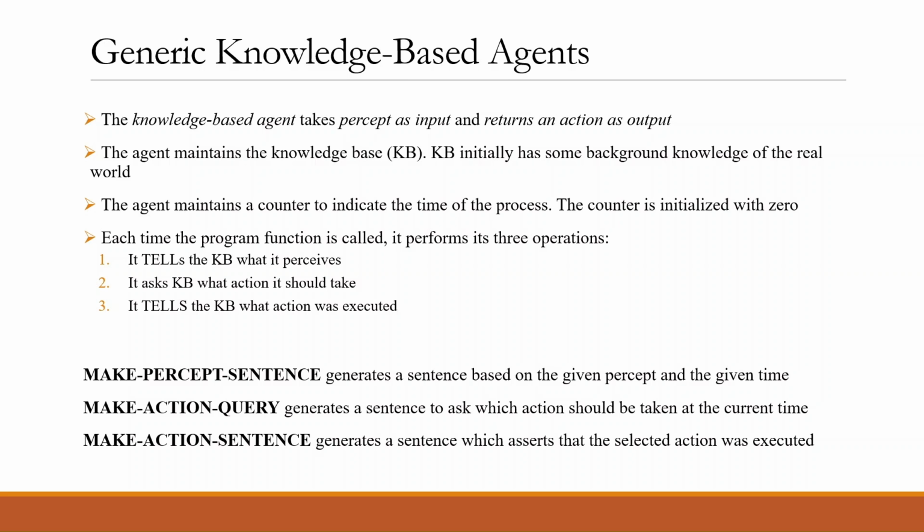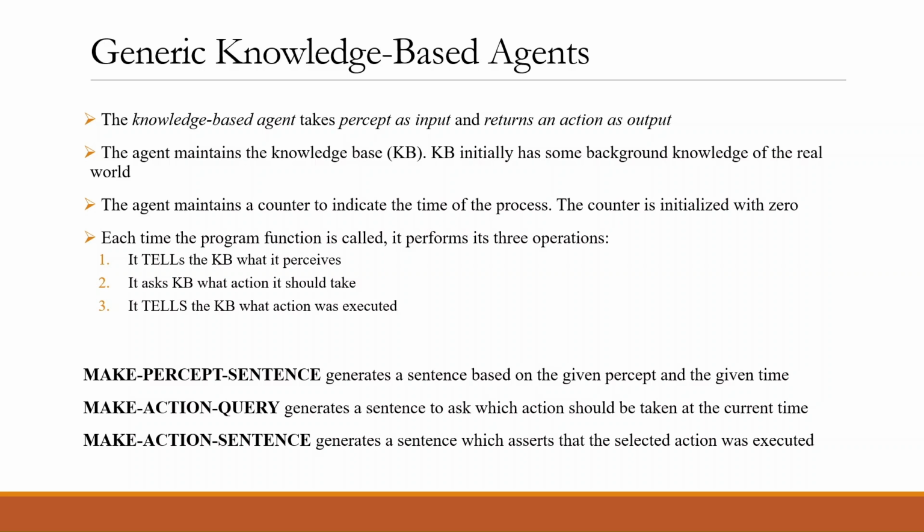The agent maintains the knowledge base. The knowledge base initially has some background knowledge of the real world. The agent maintains a counter to indicate the time of the process. The counter is initialized with 0. Each time the program function is called, it performs three operations. First, it tells the knowledge base what it perceives.